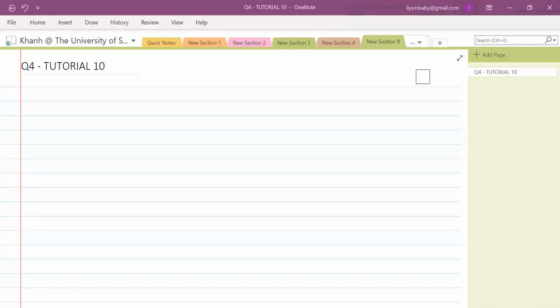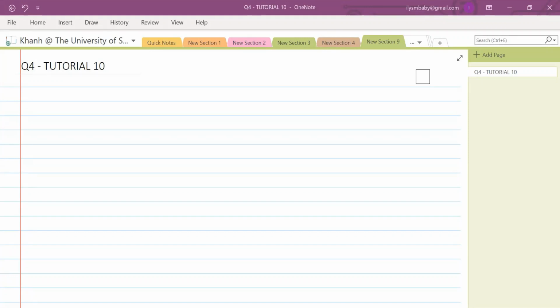Okay, so we're going to do question 4 in tutorial 10. This question is also about externality. However, it is about positive externality instead of a negative externality as what we got in the previous question.